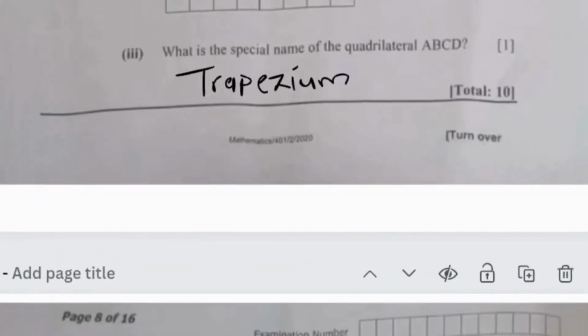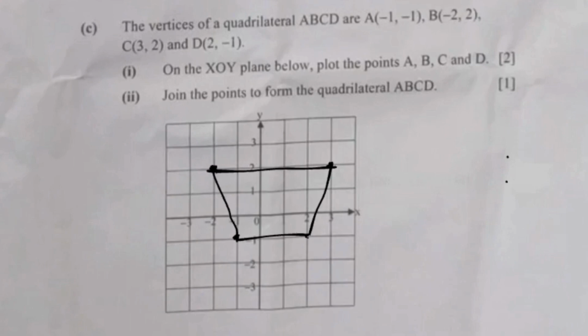The vertices of a quadrilateral ABCD are given as follows. So we are going to plot them on the graph. The first thing is to plot these coordinates. Negative 1, 1 is right here, and negative 2, 2 is right here, and 3, 2 is right here, and 2, negative 1 is right here. And the second question is just joining these coordinates.